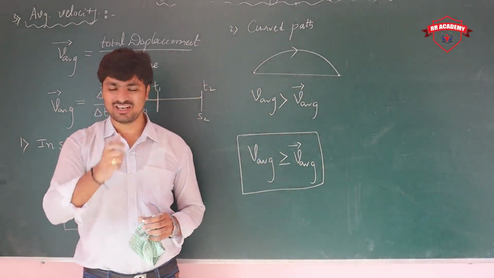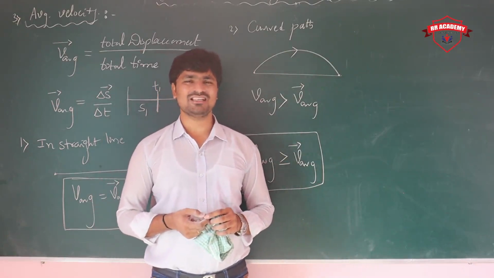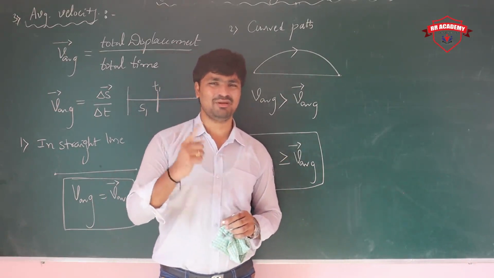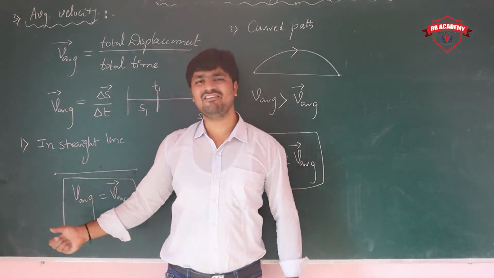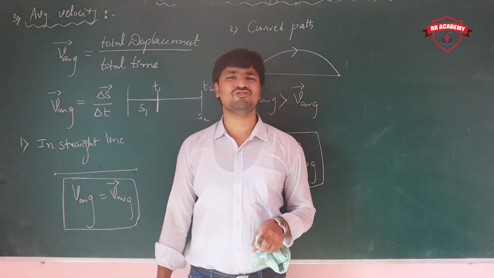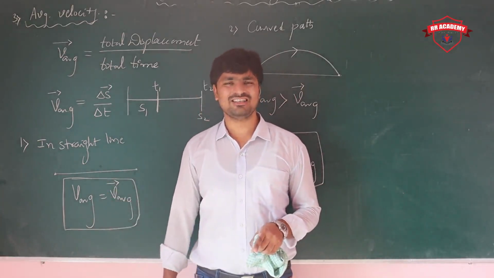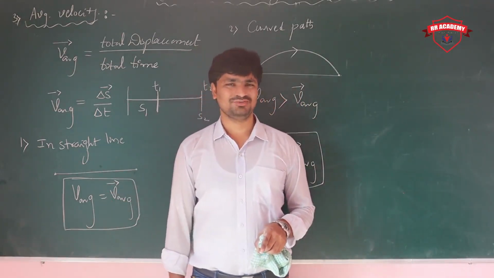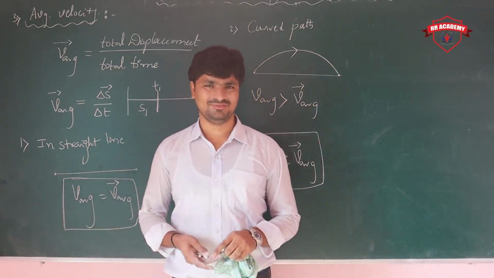In the last section on average speed, we discussed time average speed and distance average speed. Remember, we are considering all of them in a straight line. That means their average speed and average velocity are the same. If they ask the same question about velocities, the answer is the same: 2v1v2 by v1 plus v2, or v1 plus v2 by 2. So if it is a straight line, then speed is equal to velocity.